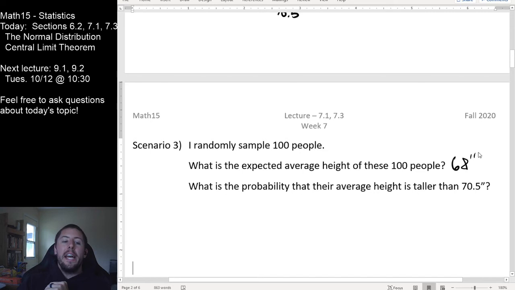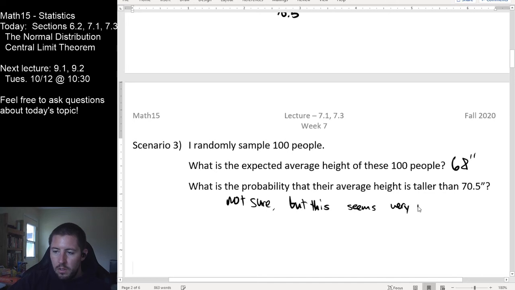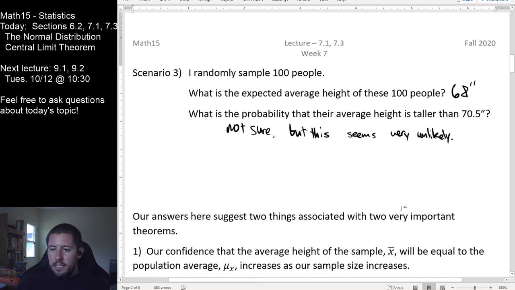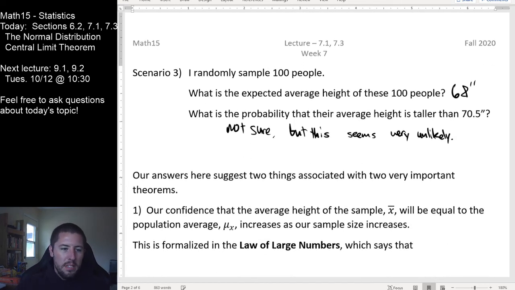That seems wildly unlikely to me. It seems to me like this probability is extremely unlikely, right? So I'm again going to say not sure, but this seems very unlikely. Right? And the way that I like to phrase this non-statistically is, it's easy for one person to be weird.